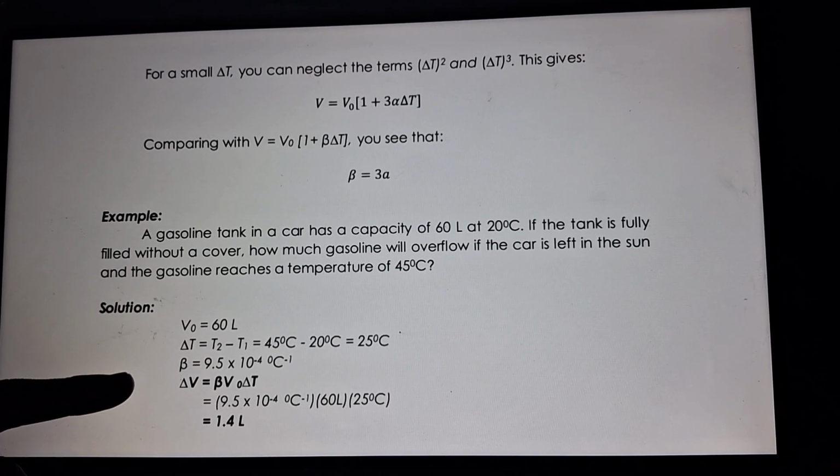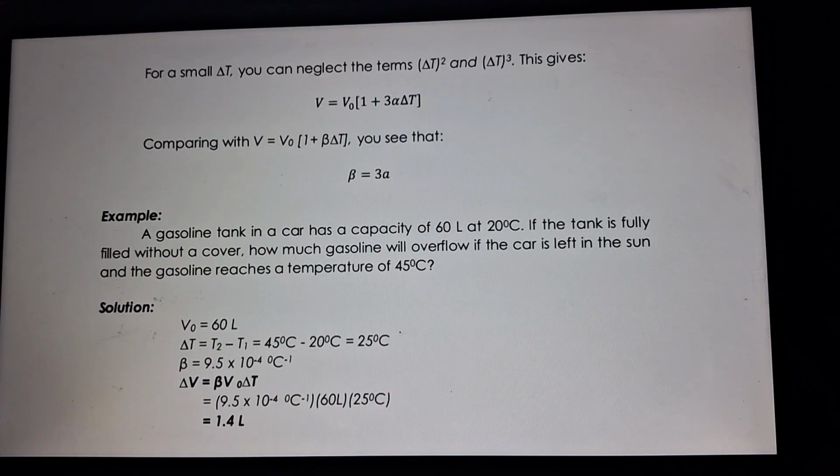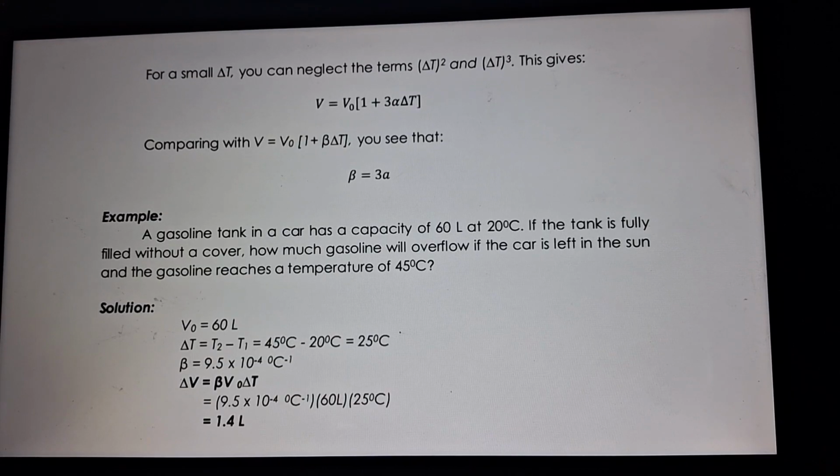So the beta is 9.5 times 10 raised to negative 4 per degree Celsius, raised to negative 1. So the overflow volume is 1.4 liters.